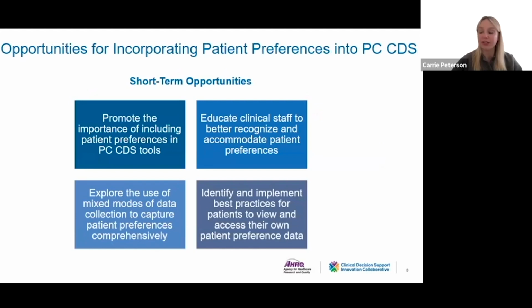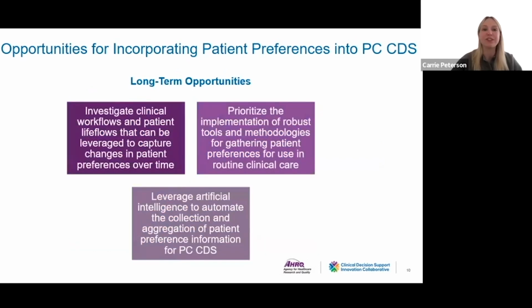Finally, we identified 7 short and long term opportunities to advance this effort. Short term opportunities include promoting the importance of including patient preferences in PCCDS tools and educating clinical staff to better recognize and accommodate varied patient preferences. Long-term opportunities include exploring processes that capture changes in patient preferences over time, as well as prioritizing the implementation of robust tools for gathering patient preferences for use in clinical care. Together, this work supports optimizing the collection and use of valuable computable data. Putting this cutting-edge preference data into action can offer more personalized care and foster collaborative patient-clinician relationships.